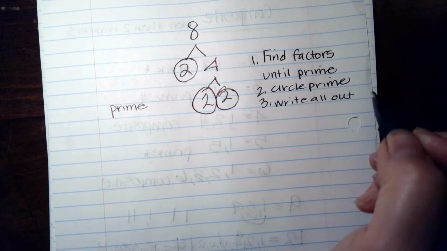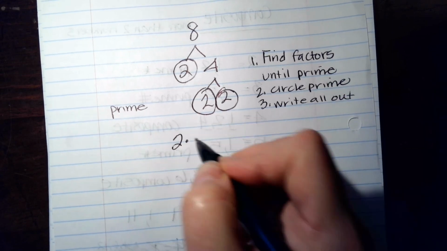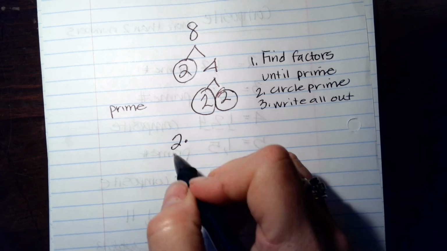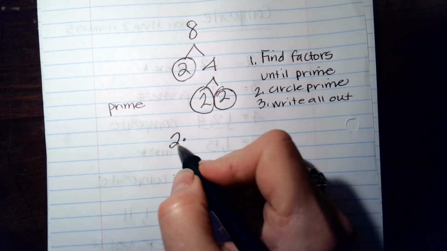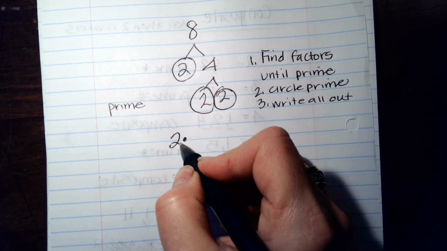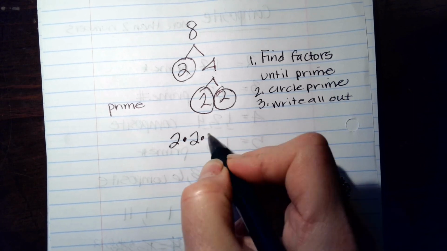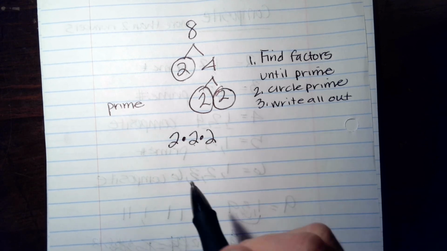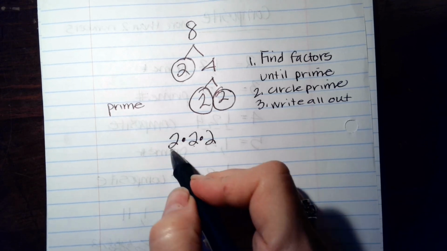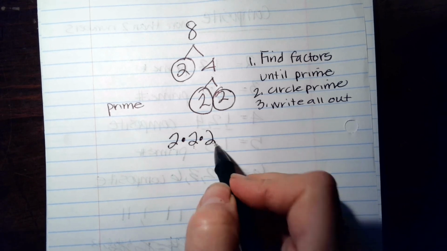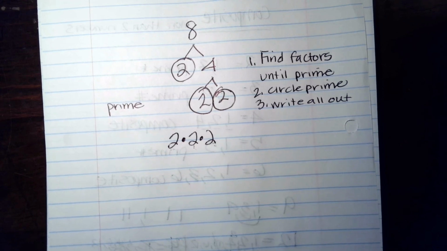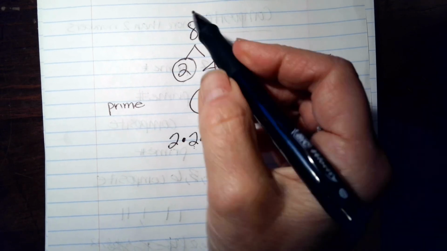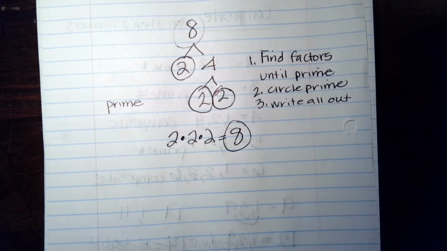And then step 3 is to write them all out. And we put a multiplication in between them. For prime numbers, we use a dot as our multiplication sign instead of a times, like an X. So you're going to go 2, a dot in the middle, 2, and a dot, and a 2. Now we check, is 2 times 2 times 2 equal to 8? Well, I know 2 times 2 is 4, and 4 times 2 is 8. So am I correct? Yes. This has to match your original number that you've worked with.